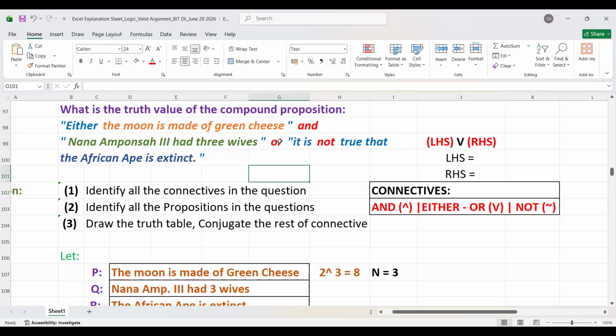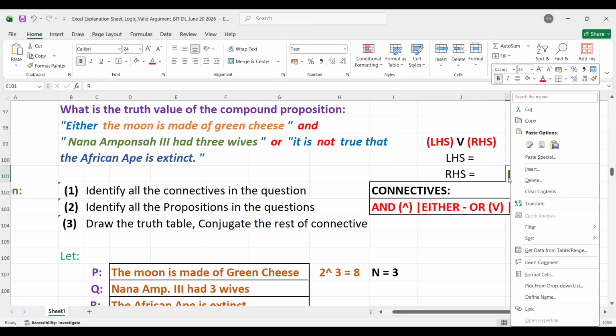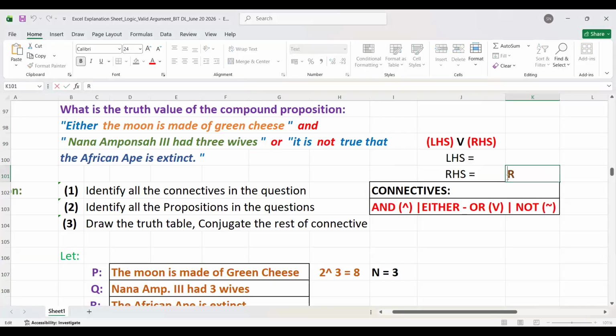The African ape is extinct. Okay, so the African ape is extinct, and that should be R. But what symbol or what connective is in front of R? The word it is not true, isn't it? Yes. So it means that should be negation of R, isn't it? Yes. Okay, so we have to have negation of R. It's on the right-hand side of or.